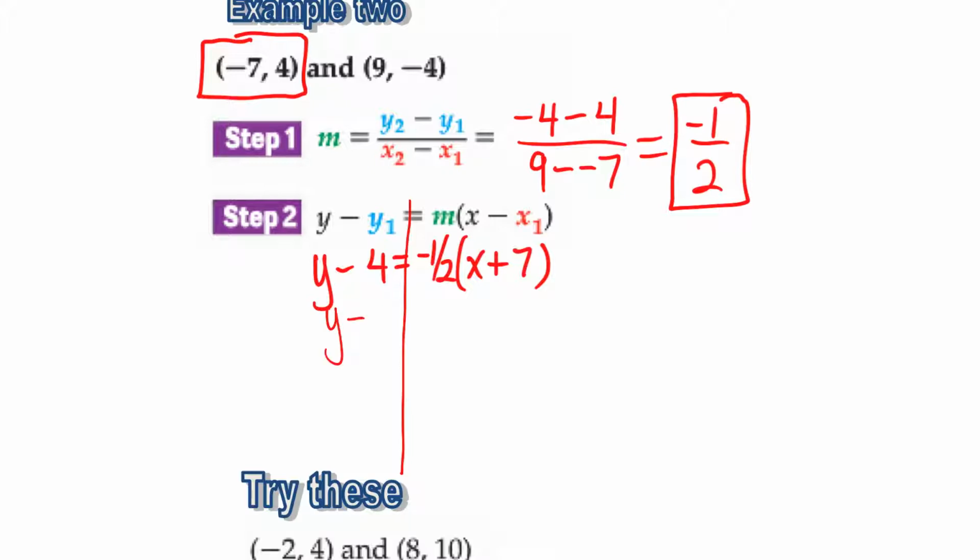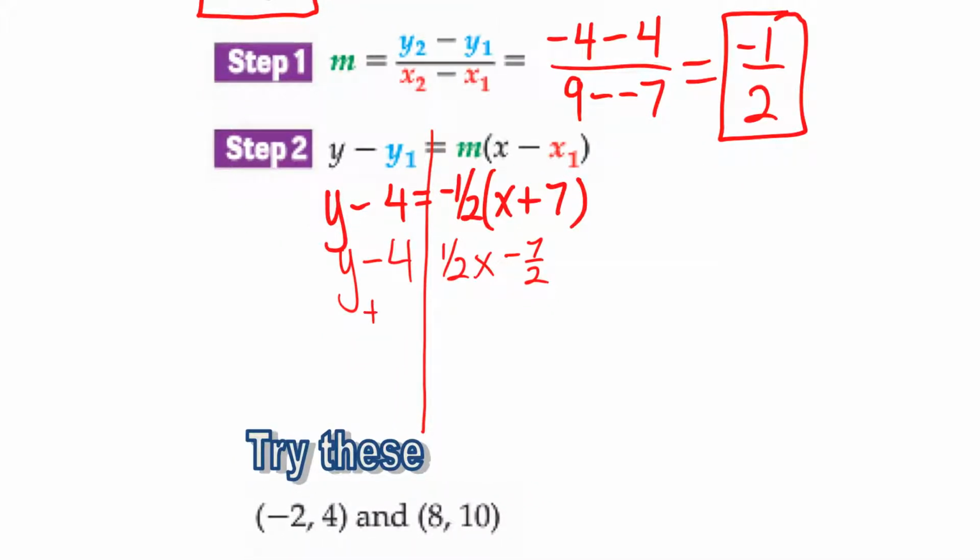Wait, wouldn't the 4 be a plus? Oh, wait, no. So we have negative 1/2 x, and 3.5. Let's leave it as a fraction. What's negative 1/2 times 7? Oh, shoot, not as a decimal. What's negative 1/2 times 7 as a fraction? Negative 7 over 2. Negative 7 halves. You don't have to be screaming. Okay?